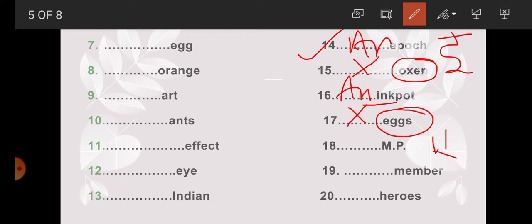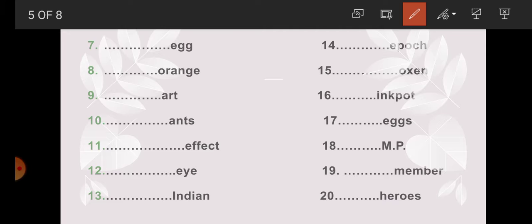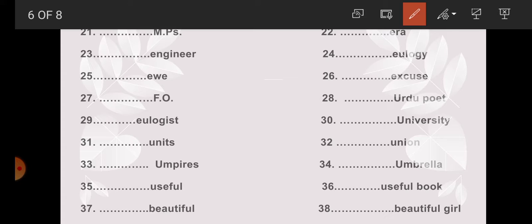Dash MP. M. How do we write it, students? M, like this. So what is the sound here? A. So write here an. Vowel sound. Member. How does it start, students? Which sound? Ma. So what is ma? Ma is a consonant sound. So write here a. Now next one, question number 20. Dash heroes. Heroes, students, is plural. So there will be no article. So put a cross here. Now question number 21. Dash MPs. Students, MPs. Again MPs is what? Plural. So there must not be any article.